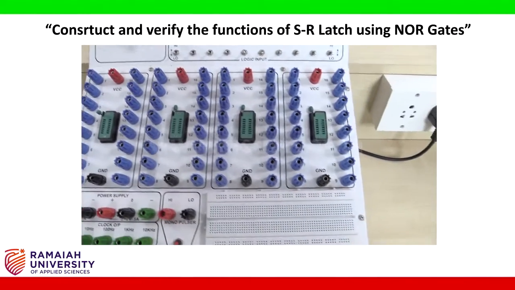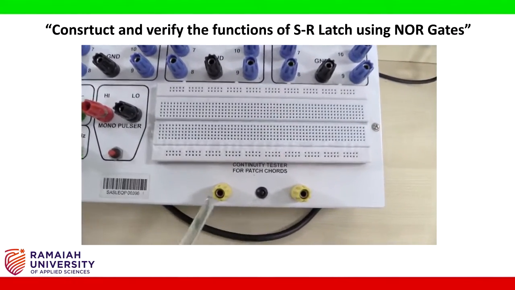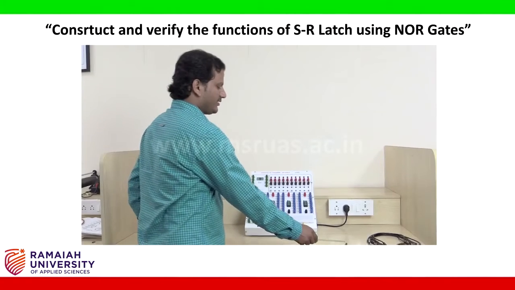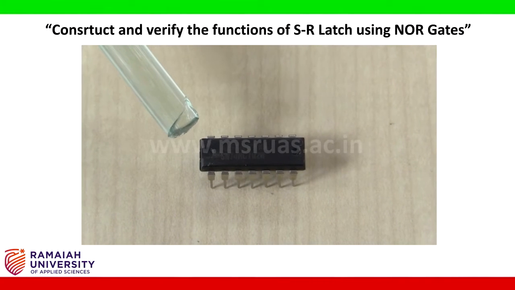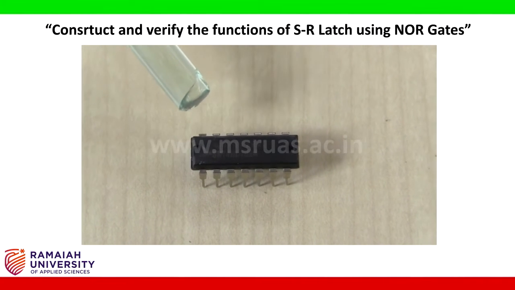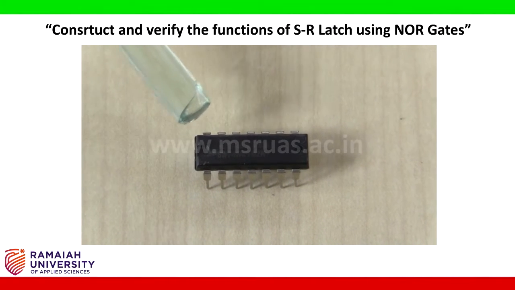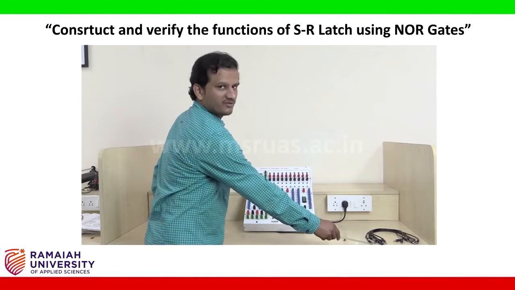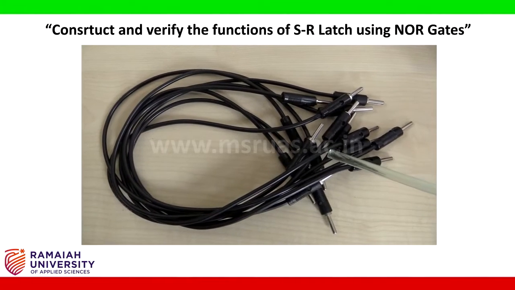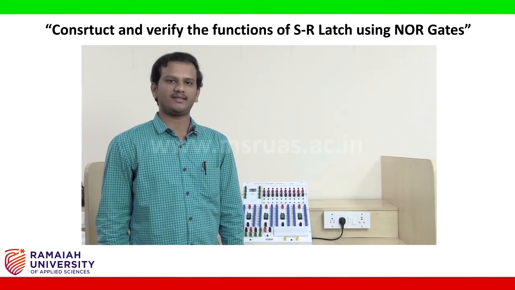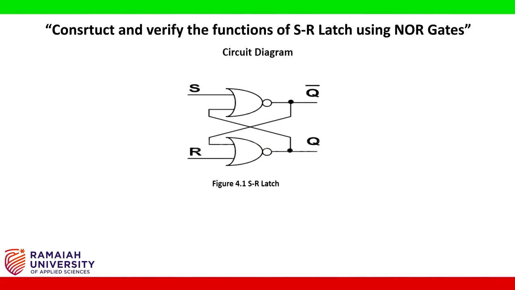And these are the knobs which are there to check the conductivity of the patch cords. This is 7402 IC which represents the NOR gate. With this we are going to construct the SR latch in this experiment. And patch cords. So these are the patch cords which we are using to connect the circuit on the digital IC trainer kit. Now let us start connecting the circuit based on the circuit diagram.